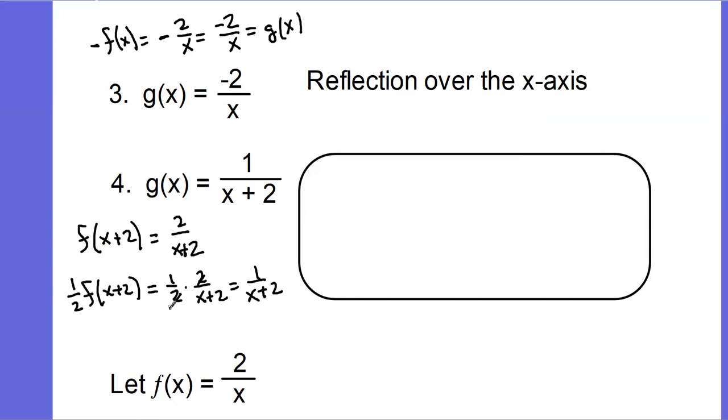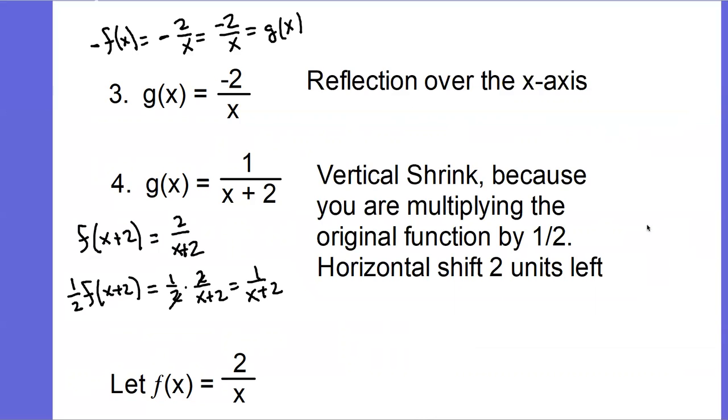So these two changes, evaluating the function at x plus 2, that's going to be a horizontal shift 2 units to the left. And multiplying by 1/2 out front like that is a vertical shrink. So a vertical shrink, because you're multiplying the original function by 1/2, and a horizontal shift 2 units to the left.